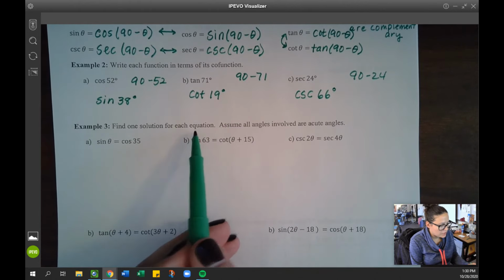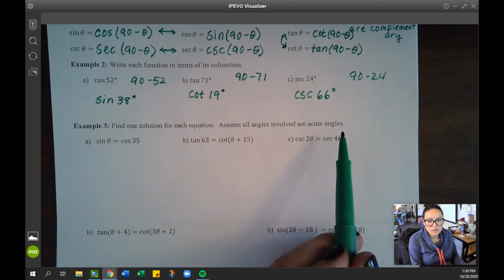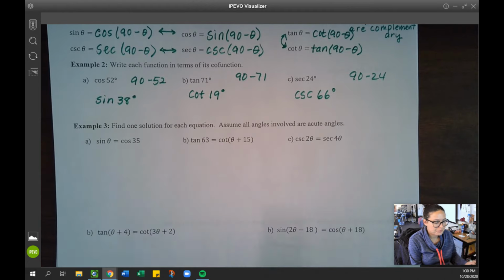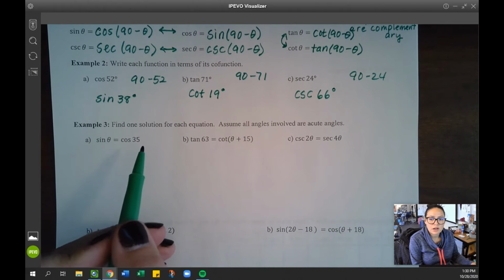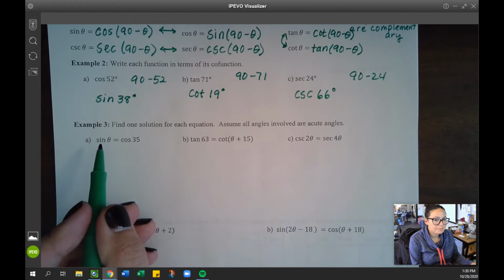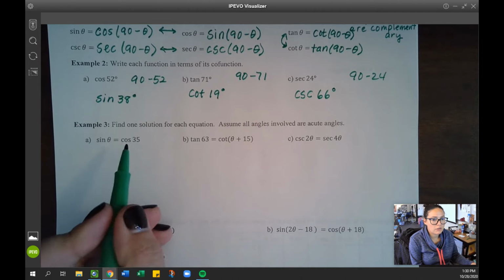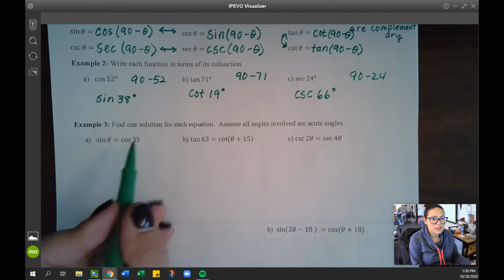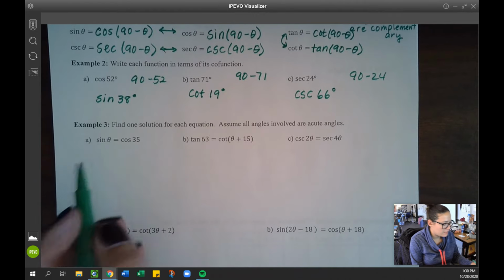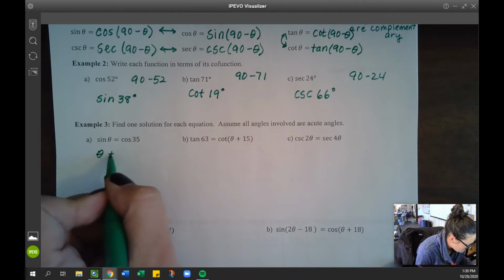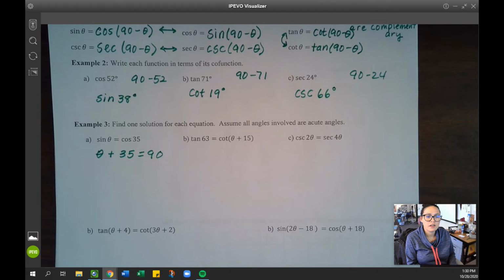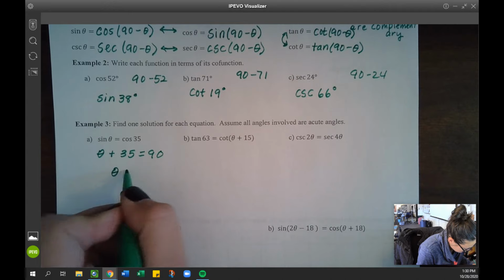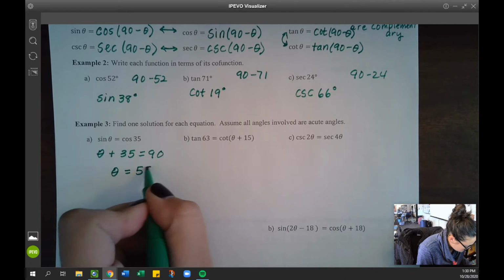Find one solution for each equation. Assume all angles involved are acute angles. So we are told that the sine of theta is equal to the cosine of 35. Well, sine and cosine are cofunctions, and if these are equal, that means that the two angles must be complementary. They must add to 90. So theta plus 35 must equal 90, which means that theta is 55.